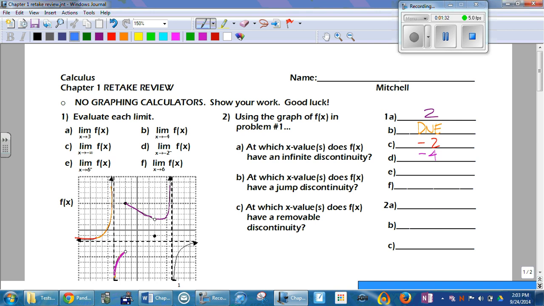For part E, the limit as x approaches 6 from the right. So from the right side, as we get closer and closer to 6, the y value is approaching negative infinity. And then we're asked to find the overall limit as x approaches 6, so we have to take into account the left side. Left side is approaching positive infinity, right side approaching negative infinity, so this one does not exist.